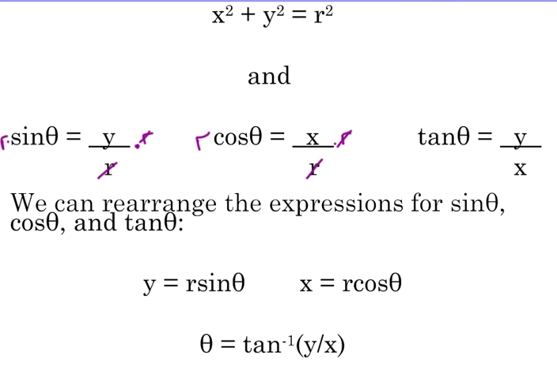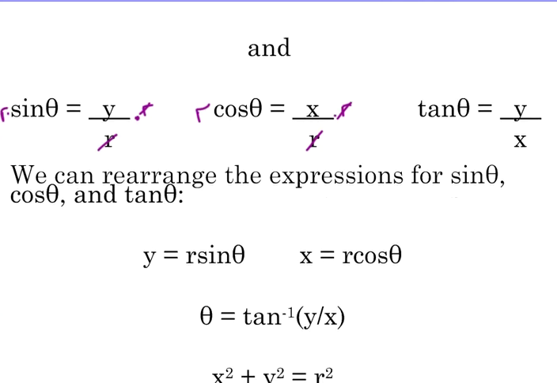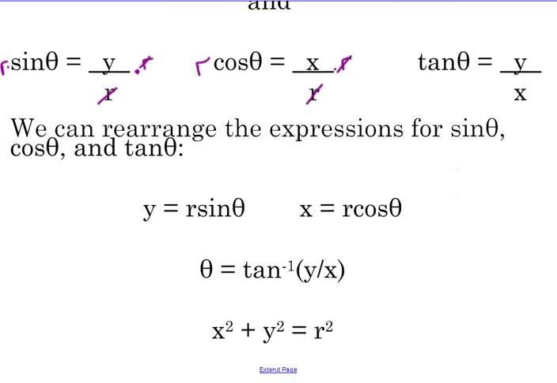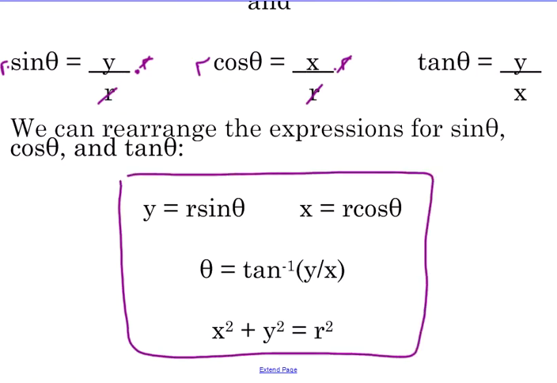Very similar to our vectors, when we were finding the x component and the y component, we plugged in the magnitude times the cosine of the angle, and the magnitude times the sine of the angle. We got the x component and the y component. If we needed to find the angle, we use the inverse tangent. And I just put x squared plus y squared equals r squared down there again. So these are the important formulas that we are going to use to convert from polar to rectangular, and rectangular to polar.